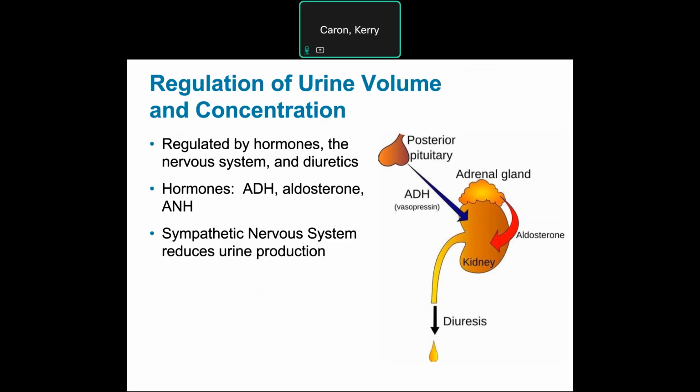So regulating urine volume can involve some hormones and the nervous system. We have antidiuretic hormone, which holds on to urination, that prevents urination. We have aldosterone and ANH. The sympathetic nervous system, that fight or flight, can decrease urine production, just like it slows down digestion. If we're in a fight or flight response, the sympathetic nervous system will shunt all the blood and activity to skeletal muscle so that we can fight or flight.